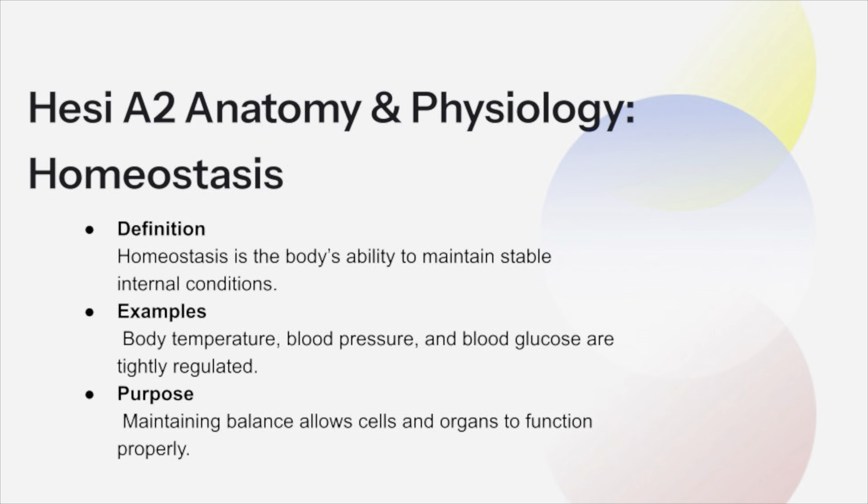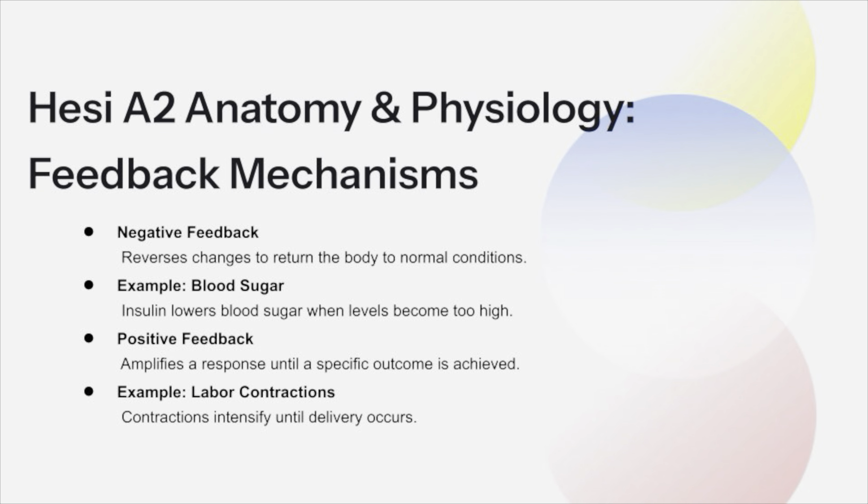Homeostasis means the body's ability to maintain stable internal conditions, such as body temperature, blood pressure, and blood glucose levels. The most common way the body maintains homeostasis is through something called negative feedback. Negative feedback works by reversing a change. So for example, when your blood sugar rises, your pancreas would release insulin to lower it. Another example, when your body temperature increases, you sweat to cool down. These are both examples of negative feedback.